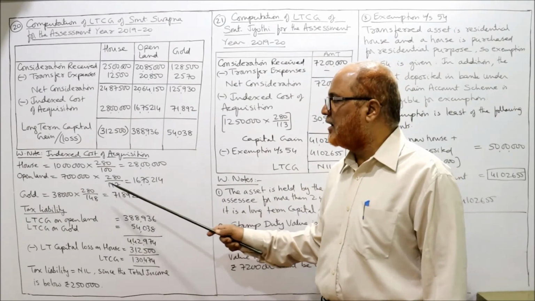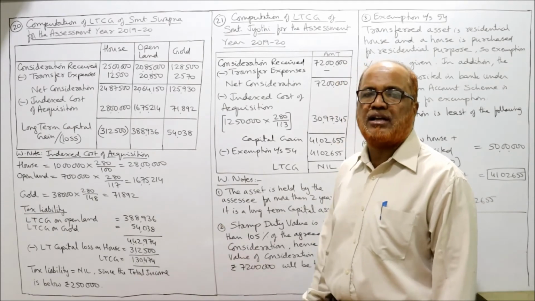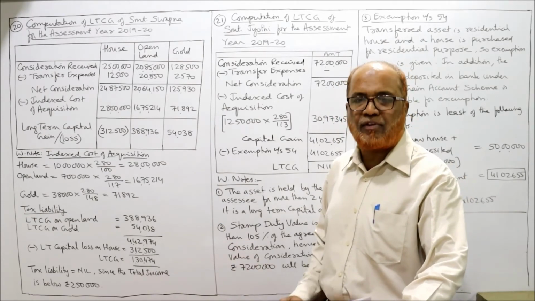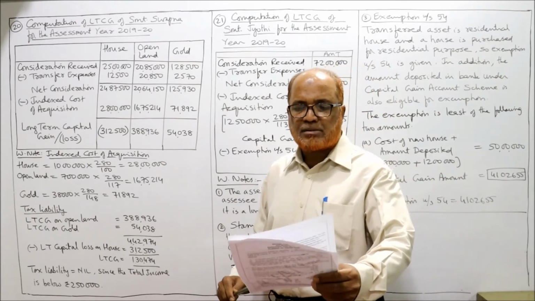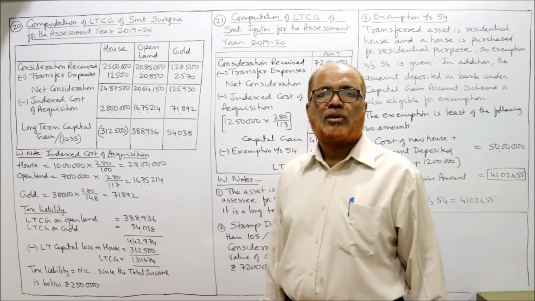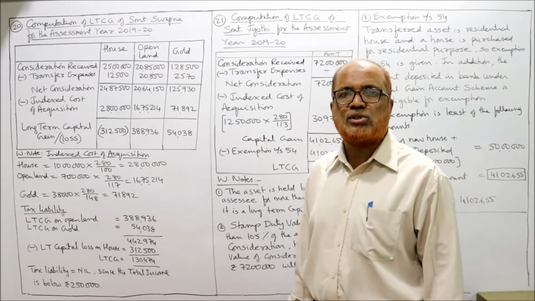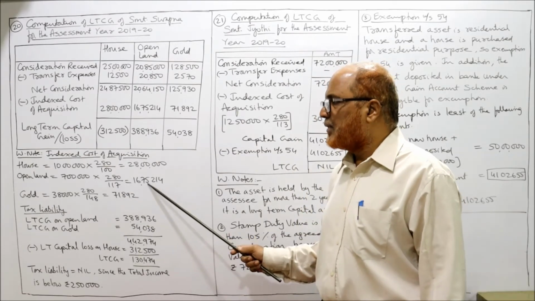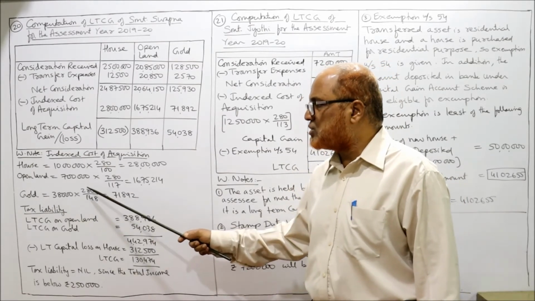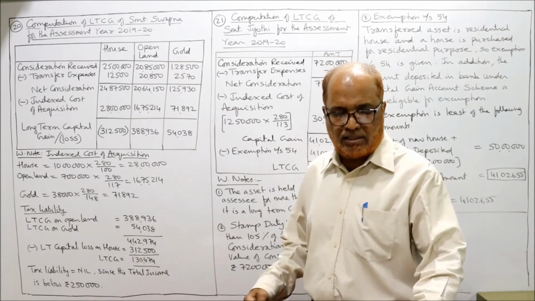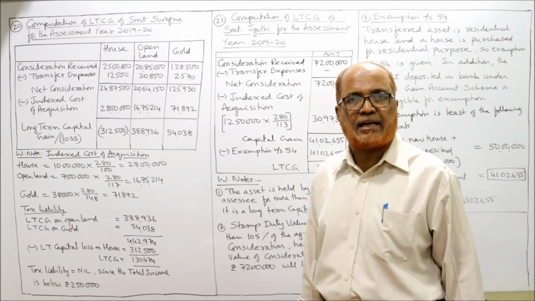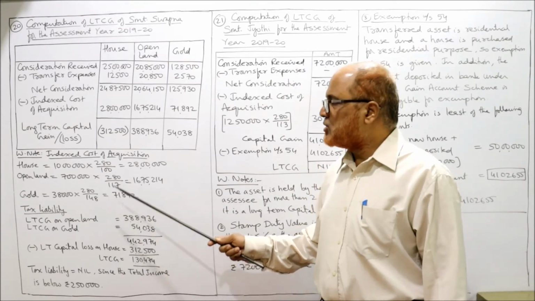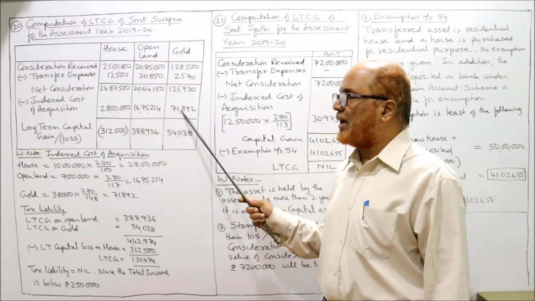Similarly, open land: purchase price 7 lakh into 280 divided by 117. 117 is the index number for 2005-2006, as it was purchased on 1st May 2005, so the previous year is 2005-2006. Similarly, gold: 38,000 into 280 divided by 148. It is given that 148 is the index for 2009-2010. So these are the indexed costs of acquisition.